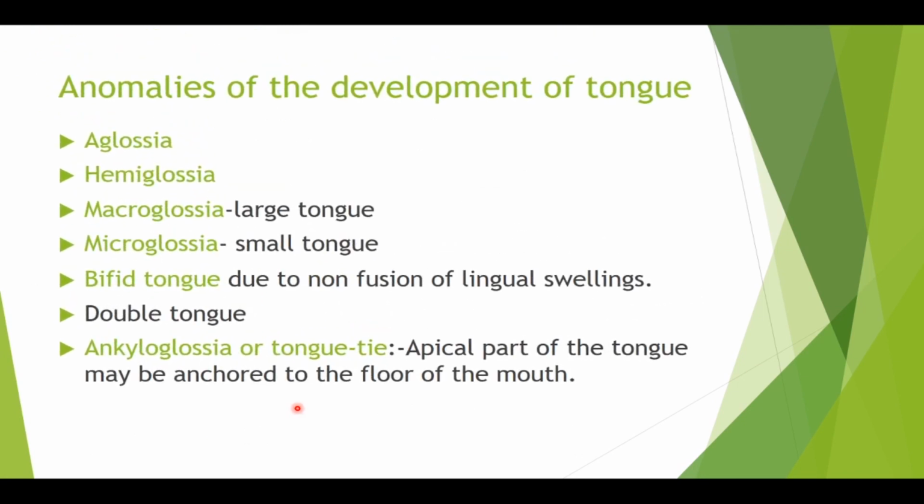Now when we talk about the anomalies related to the development and gross anatomy, all these anomalies are basically because of the two lingual swellings, tuberculum impar and the hypobranchial eminence. If these two lingual swellings fail to fuse or fail to appear, or they become larger in size or remain smaller, they may lead to various anomalies related to them. If there is absence of lingual swellings, it causes aglossia, absence of tongue.